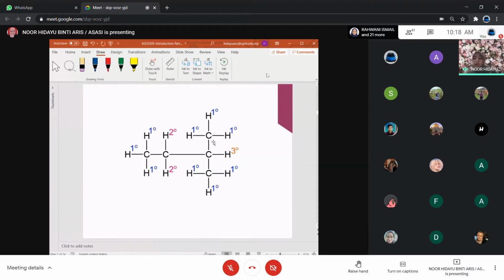Okay, for example like this one. So carbon yang ini primary. So that's why the hydrogen will be primary hydrogen. So for this carbon bonded to 3 other carbon, 1, 2, 3. So the hydrogen will be tertiary hydrogen. Okay, this one primary, this one secondary, yang ini adalah primary.